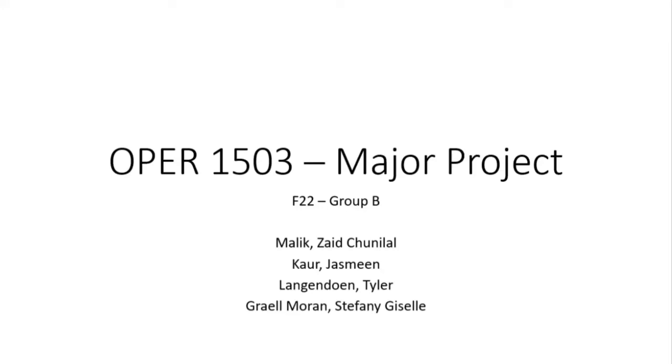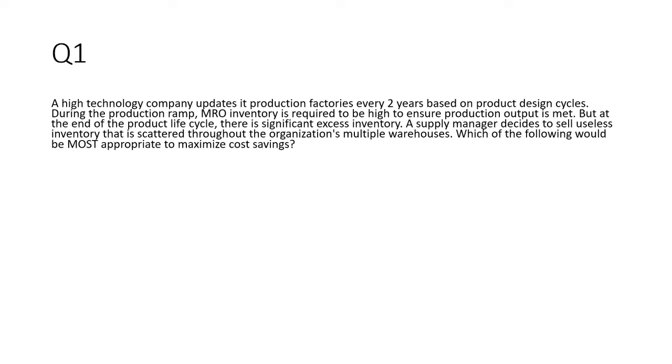The questions are. Question number one is, a high technology company updates its production factories every 2 years based on the product design cycles. During the production ramp, MRO inventory is required to be high to ensure production output is met. But at the end of the production life cycle, there is significant excess inventory.